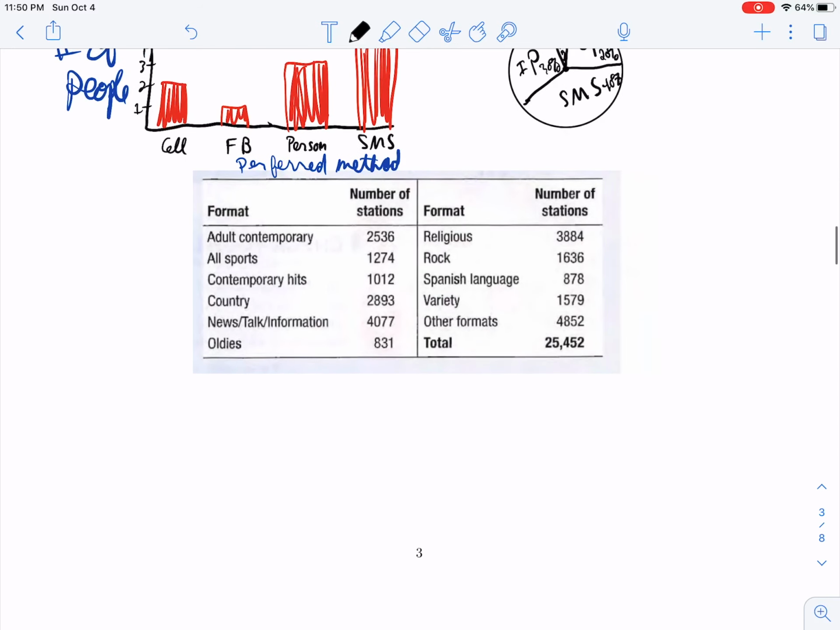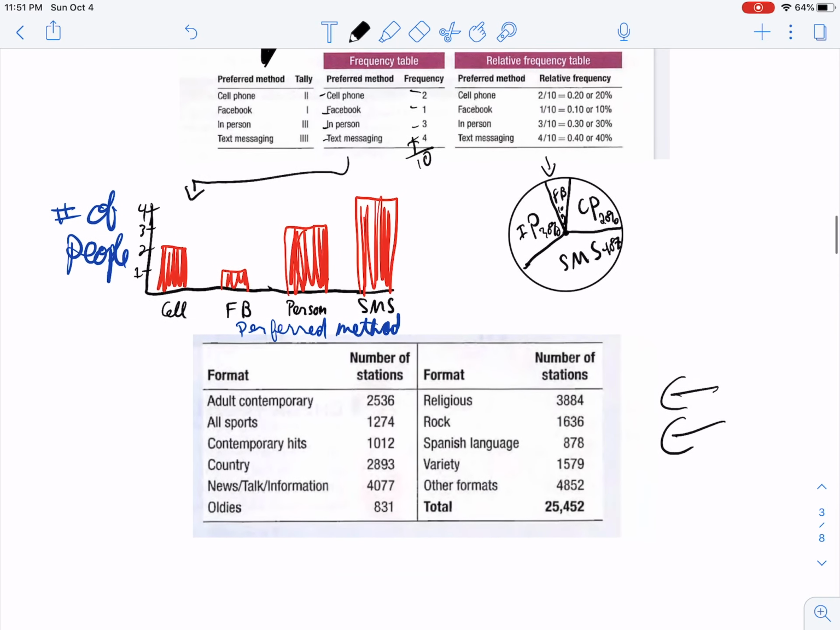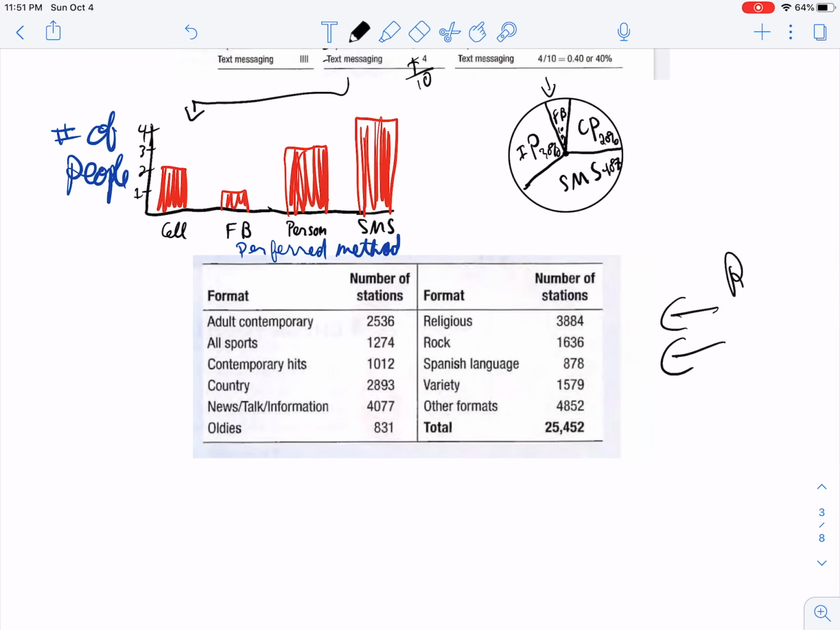So here is your first problem for your async assignment. From this chart, this is an example of a frequency table. I want you to make a relative frequency table, a relative frequency just by dividing by the total. And I want you to make a bar graph and a pie graph. Right, so do each of those for this data set.